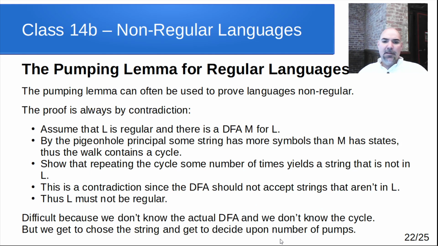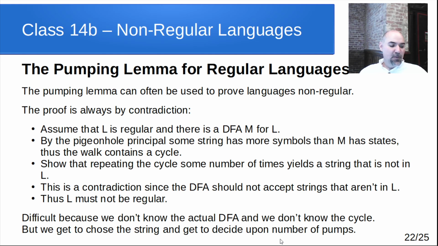And the Pumping Lemma can be used to prove languages non-regular, and it's always a proof by contradiction like we did before. You assume that the language is regular. You assume that there's a DFA for that language. By the Pigeonhole Principle, if the language is infinite, then there have to be some strings with more symbols than we have states. And if that's true, then that has to have a cycle along that walk to that final state. And then we can repeat that cycle some arbitrary number of times. And if we can pump it in a way that yields a string that is not in L, then we know that the language could not be regular because we have a contradiction.